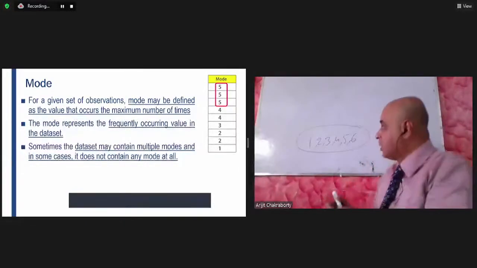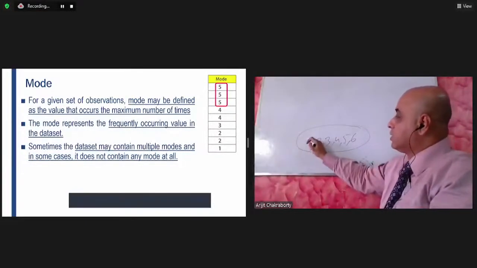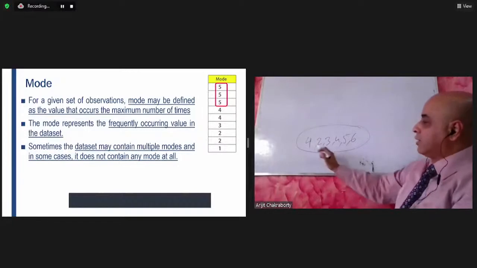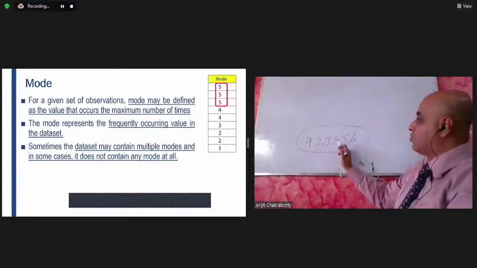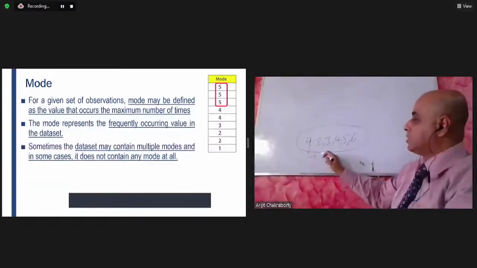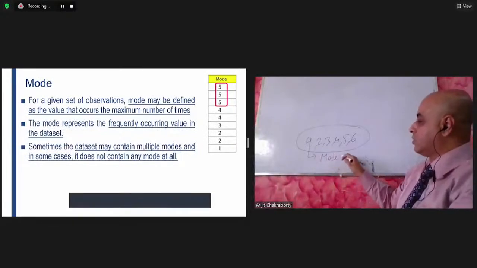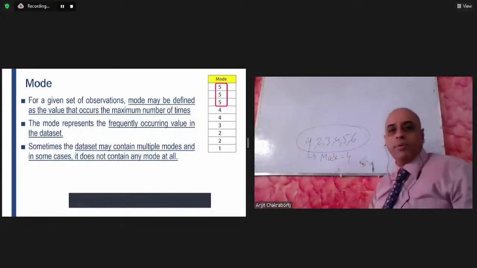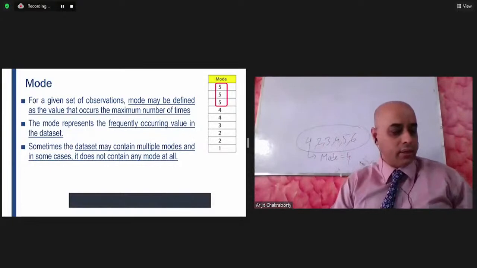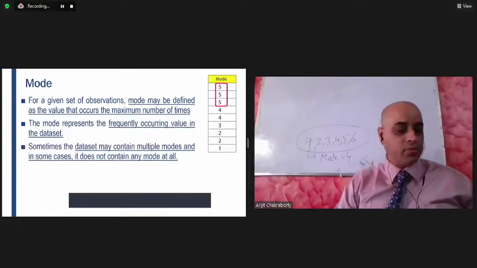But the moment I change it and instead of 1, I make it 4, now you have 4, 2, 3, 4, 5, 6. Now you can see the mode becomes 4 because 4 appears 2 times. In other words, the frequency of 4 is 2.